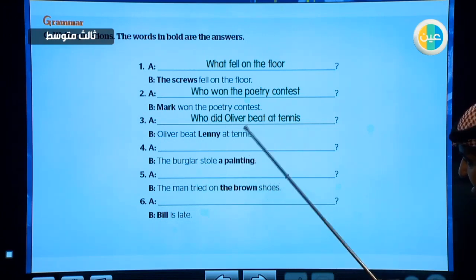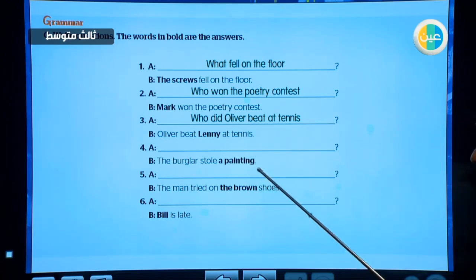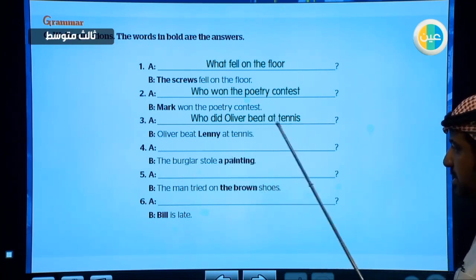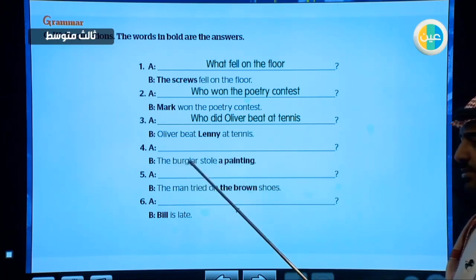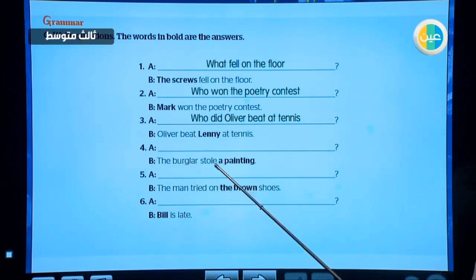So we are going to do the same, but this time we are going to use what, because we are asking about a thing. What did, excellent, the burglar, and bring the verb into the base form, present, steal. Excellent. So what did the burglar steal? The answer is a painting.